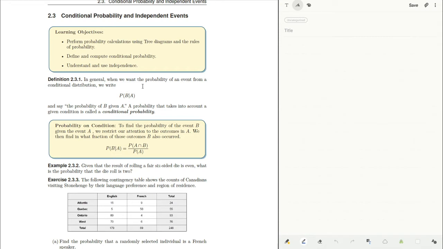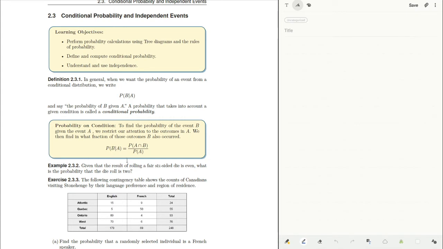And this is called a conditional probability, and it will ask for the probability of B given that A has already occurred. To find this conditional probability, we will restrict our attention to the outcomes in A, and then we find what fraction of those outcomes B have also occurred. So mathematically, the probability of B given A is the probability of A and B divided by the probability of A. So let's take a look at an example.